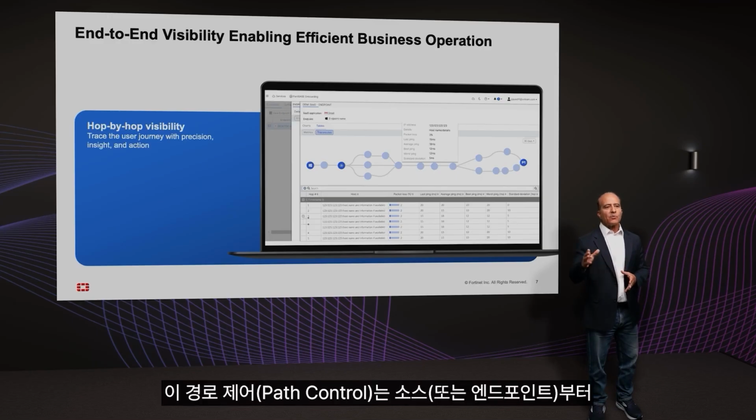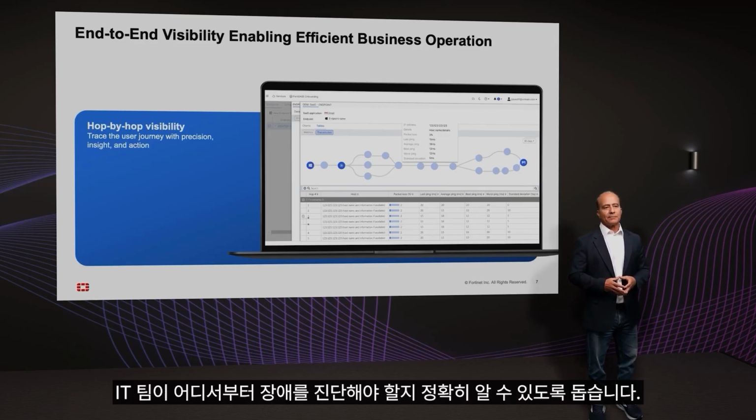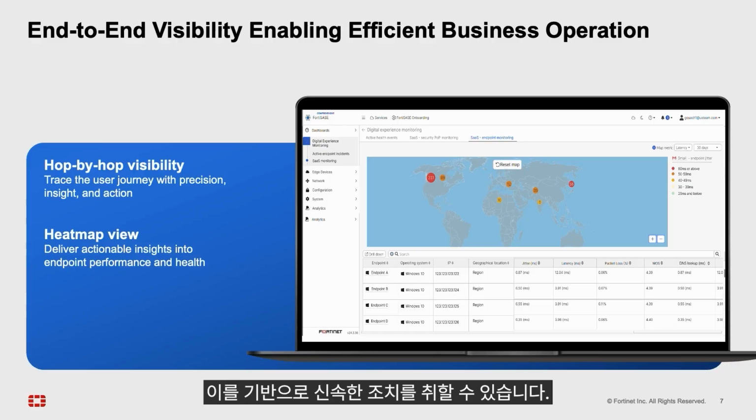This path control provides insights to IT teams from the source, or the endpoint, all the way to the destination, showing where to start troubleshooting. With heat map view, IT teams have full insights into endpoints health that allows them to take quick actions. I can have regional view of my endpoints health to simplify monitoring.